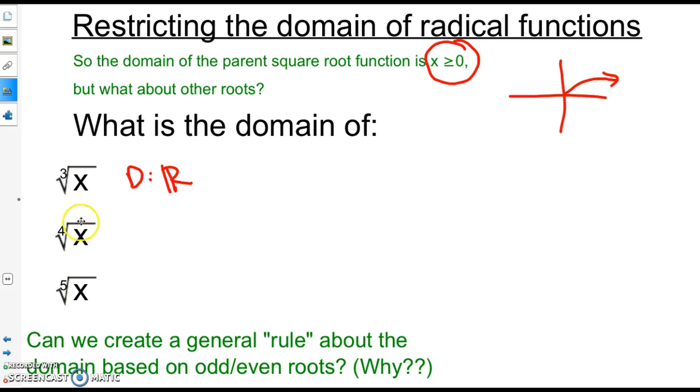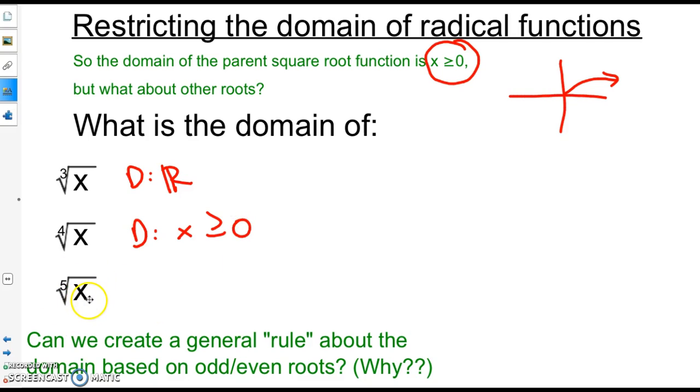And you could put this into Desmos, writing x to the power of 1/4. Remember, the fourth root is the same as the power of 1/4. And see how that graph looks. The domain in this case is restricted in the same way it was for a square root function. X has to be greater than or equal to 0.